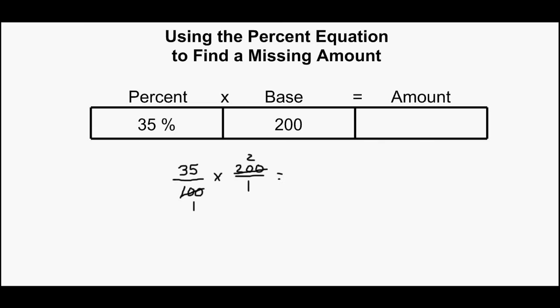Now we'll multiply straight across. 35 times 2 equals 70. 35% of 200 is 70.